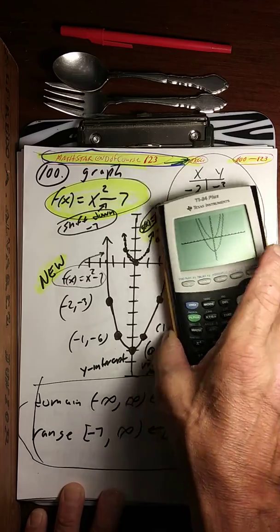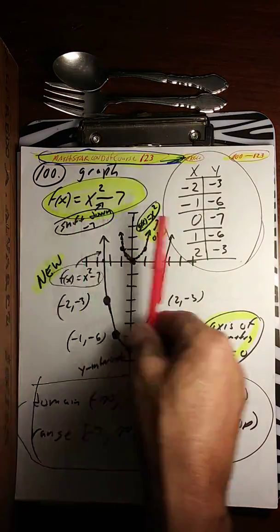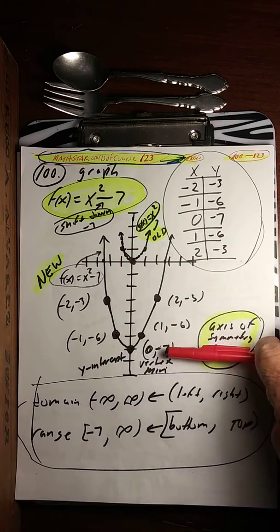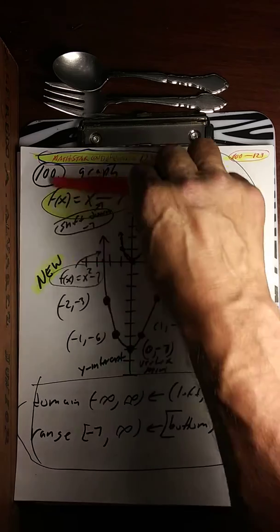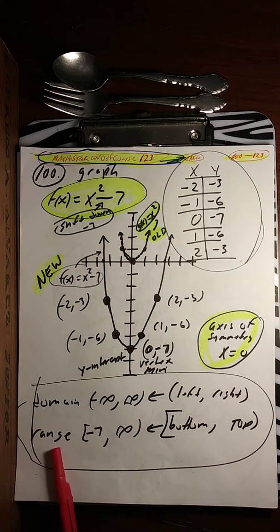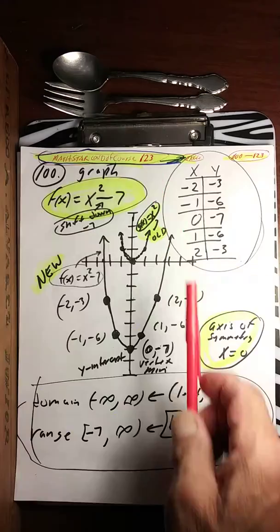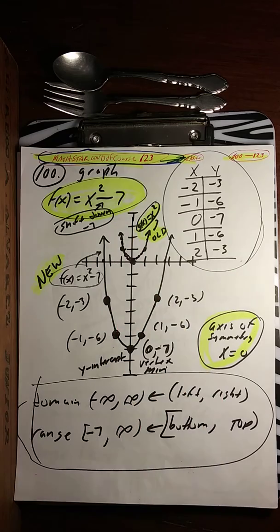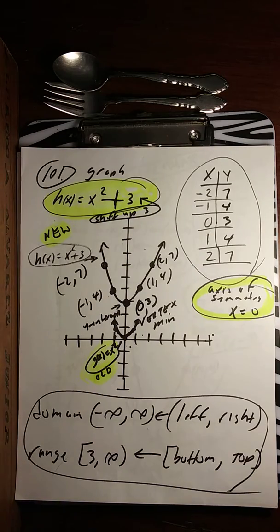And domain is negative infinity, infinity, and the range goes from the bottom, which is 0, negative 7 this way. So negative infinity, infinity is left and right, domain. Range is from negative 7 to infinity. And the axis of symmetry is x equals 0 right here, right in the middle. Alright, next question.